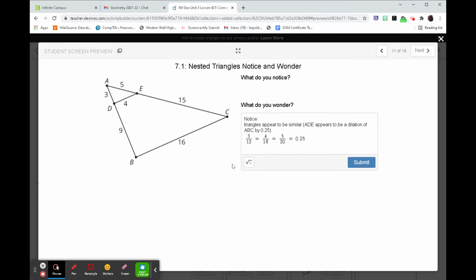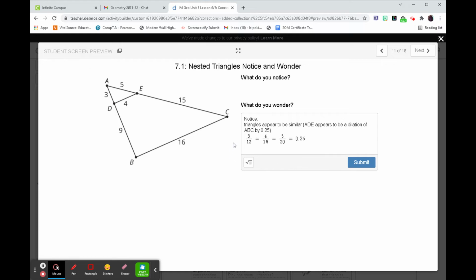Here we have nested triangles. So this is another example of similarity. And so we're going, what do we notice? What do we wonder? Well, we notice that the smaller triangle ADE is embedded within the big triangle ABC. And we wonder if there might be some similarities going on here. So I just noticed that the triangle ADE appears to be a dilation of ABC by a scale factor of 0.25 or 1/4.